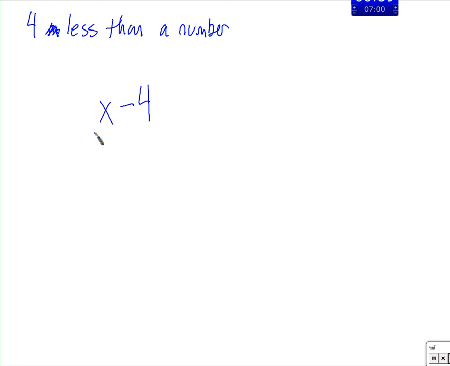Lowercase l, probably not a good idea. If we do use L, we probably would write it in script, so that it's not confused with the number 1. So we choose a letter, we call it the number, and then we do whatever to it the situation calls for. Okay? Let's say that I use an English sentence like, I am 4 times as old as my brother.